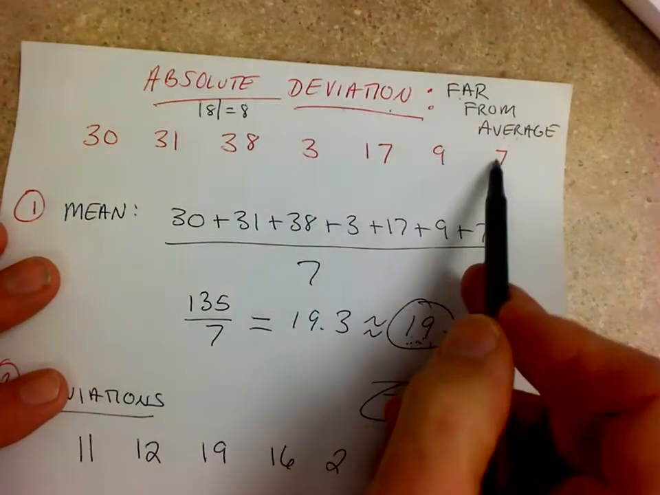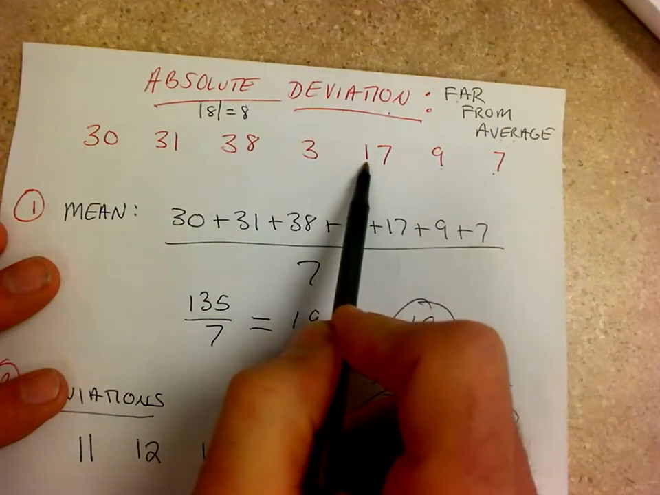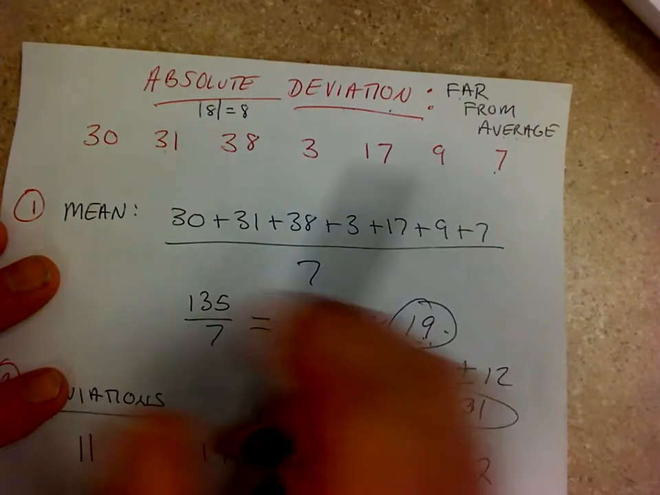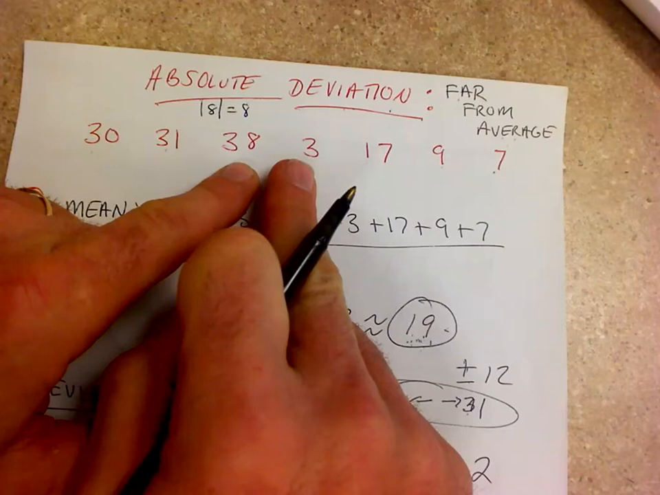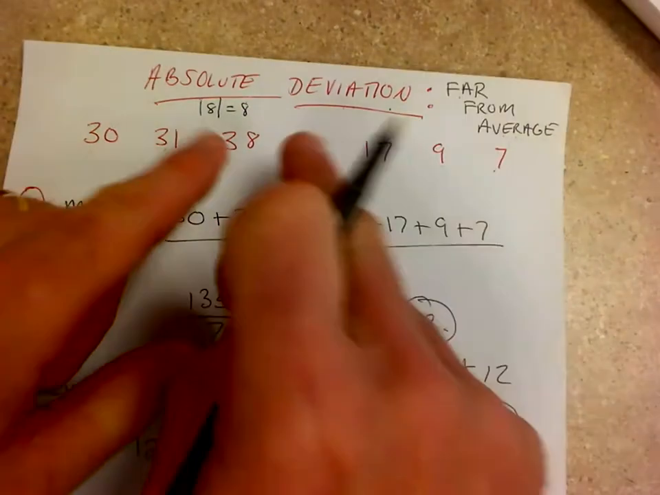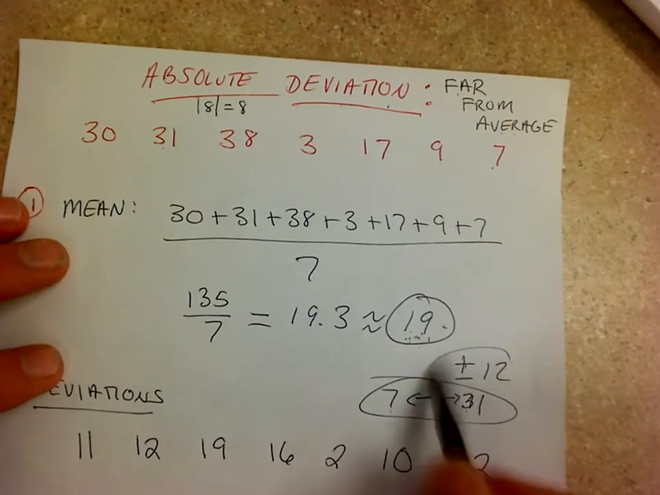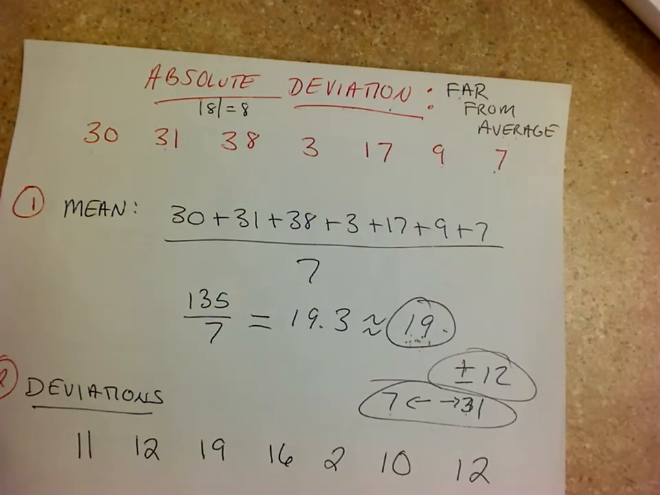Okay, 7 and 31. So 1, 2, 3, 4, 5. So 5 of our 7. Obviously, we've got two numbers on the outskirts. Those are on the extremes. We could call those outliers if we will. But again, we're not really interested in that terminology today. All we're interested in is coming up with this value, plus or minus 12.